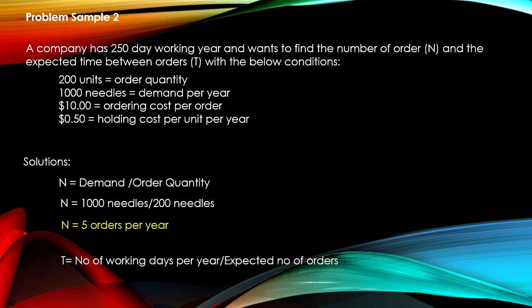So for the T, which is the lead time between orders, I have this formula: number of working days per year over the expected number of orders. I have 250 days in a year and 5 orders as the expected number of orders. So I have the lead time per order, which is 50 days.